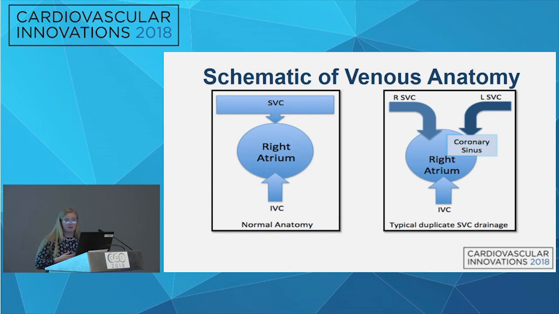So a brief background on venous anatomy. We have our normal anatomy on the left side of the screen, and then your typical duplicate SVC drainage. You will encounter patients with typical duplicate SVC. There are a few important considerations in these patients. Namely, one, as the coronary sinus sees increased venous flow, it enlarges. It's in close proximity to the SA node, so these patients are prone to arrhythmias.